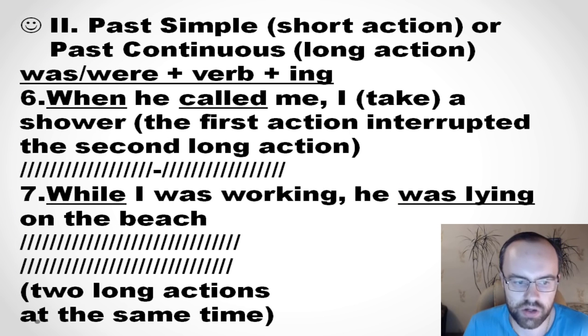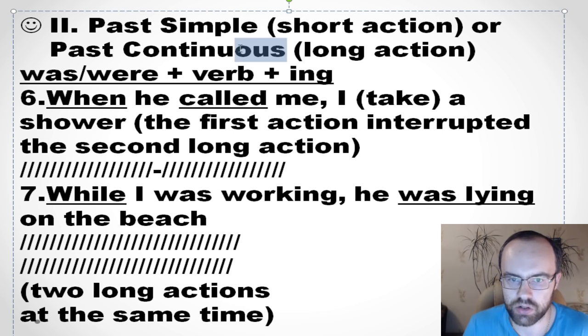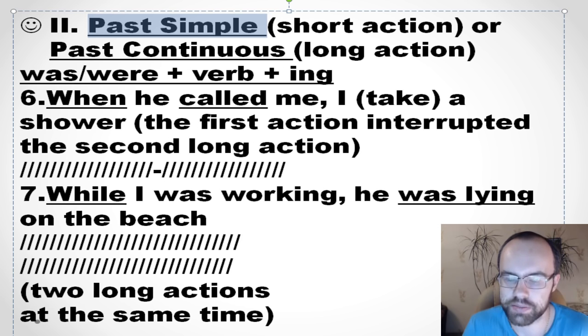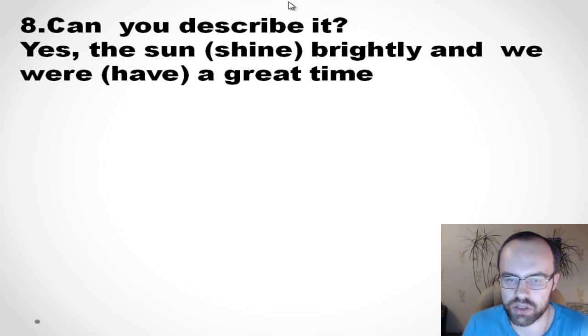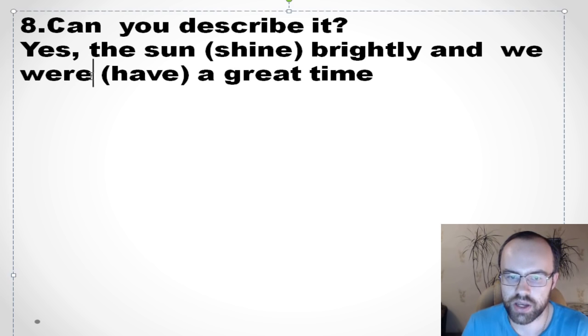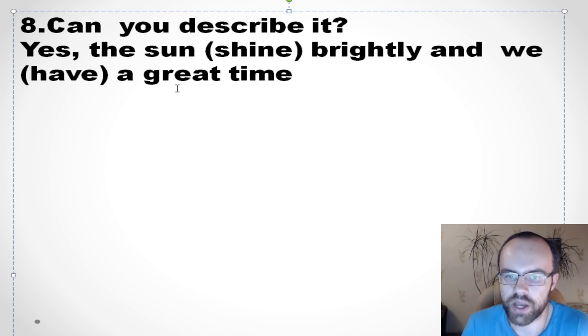Okay, so but it isn't all. One more example. So you know that we are talking about past simple and past continuous. It's the second very important section. Okay, next. So you also need to choose present or past simple or past continuous. Look, can you describe it? Yes, the sun shone brightly, and we have a great time. Okay, so what is it?